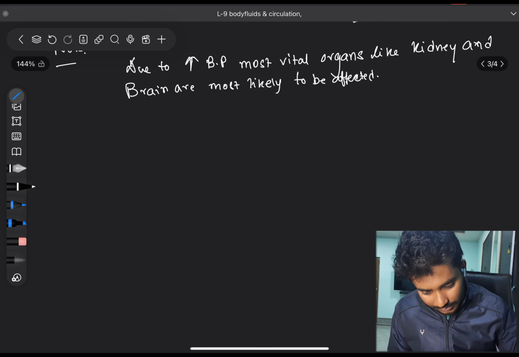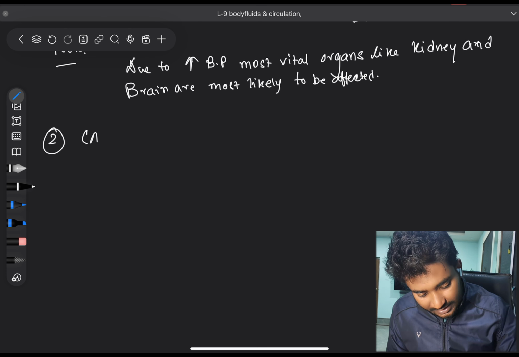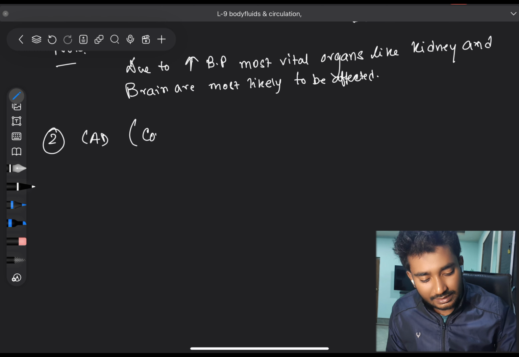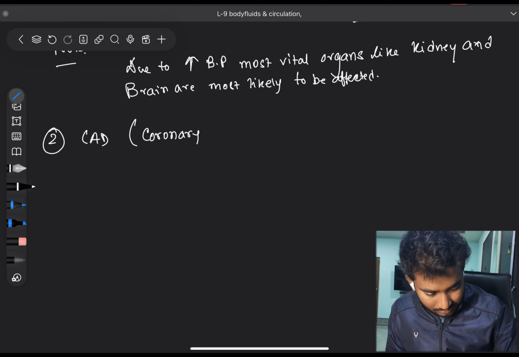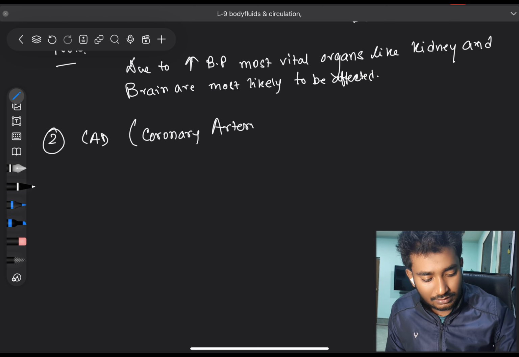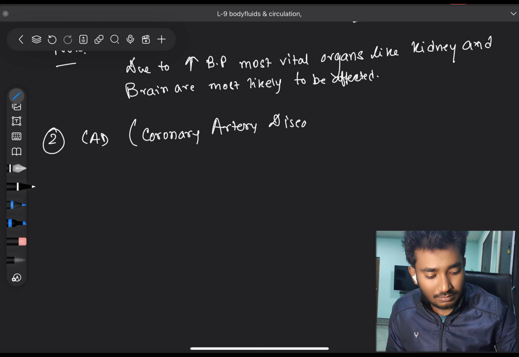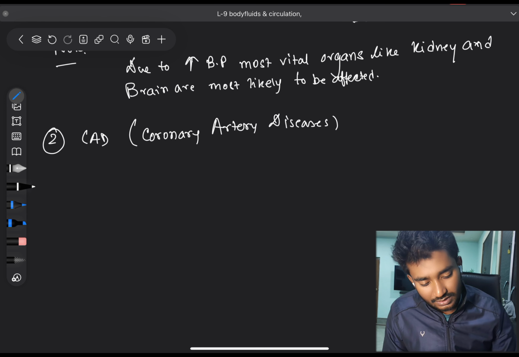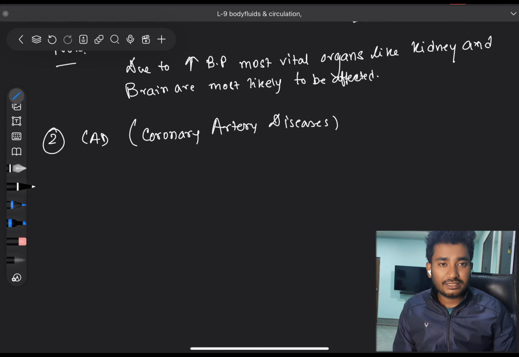So the next disease in the NEET syllabus is CAD, that is, coronary artery disease, because in the syllabus it is said some diseases should be briefly dealt with. Okay, so what is coronary artery disease?